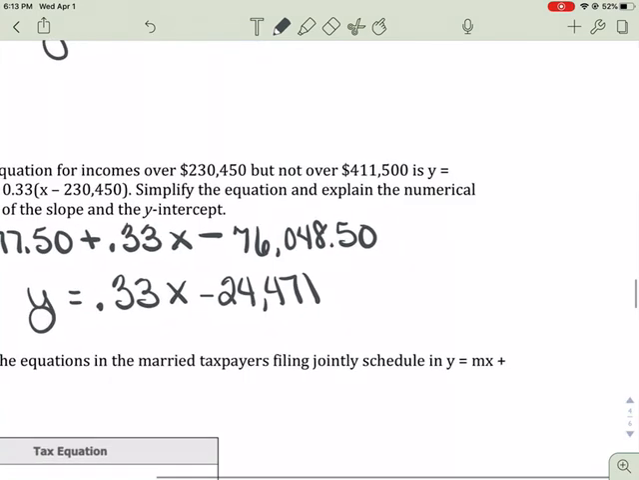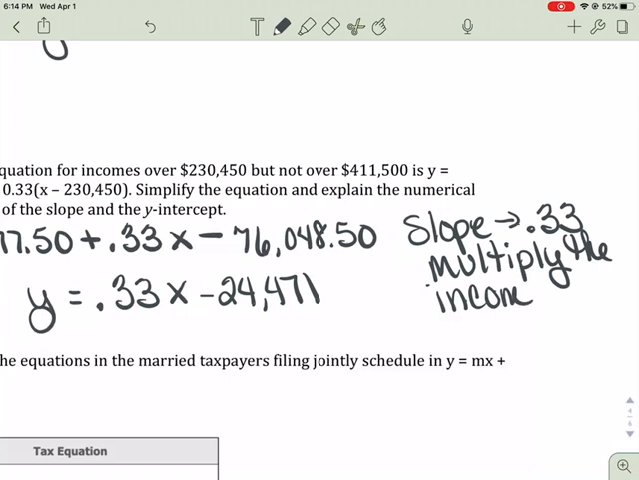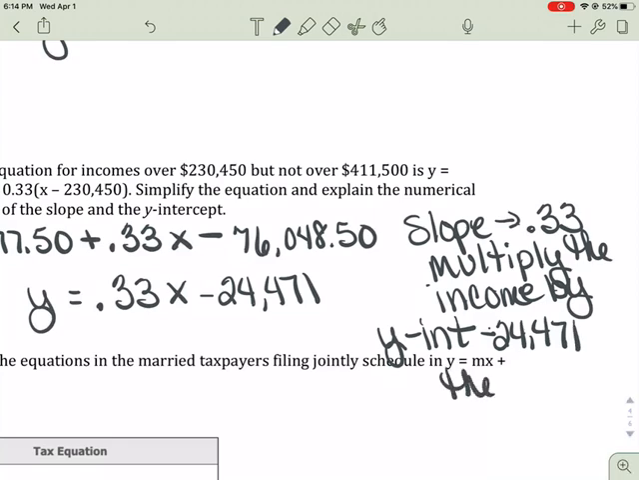Okay, so what exactly does that mean? Well, that means the slope, which is 0.33, is what we multiply the income by. And the y-intercept, which is that negative 24,471, is the subtracted amount.